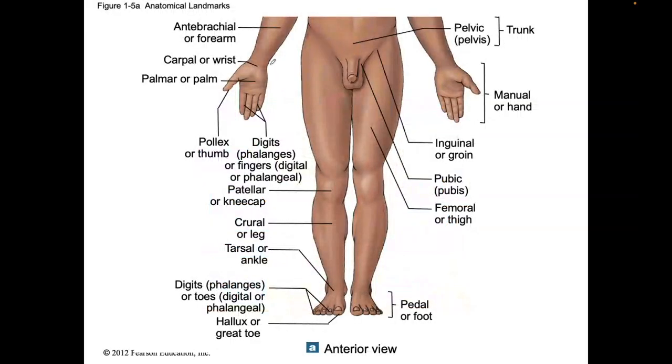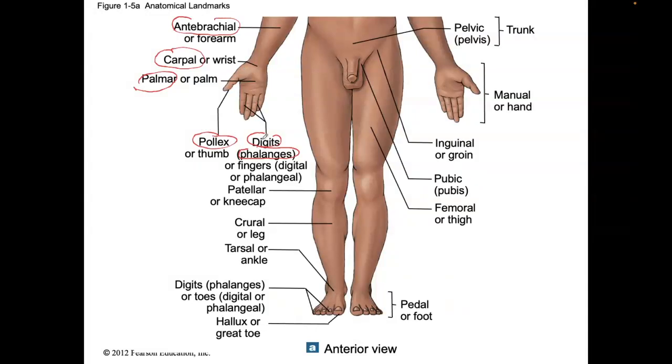All right, let's continue on with some other terms. The forearm is antebrachial. The wrist is called carpals. We've heard of people that have carpal tunnel syndrome. So I have a video on that on my YouTube channel where I discuss it briefly. The palm is called palmar. The fingers are digits or phalanges. But the thumb has a unique name called pollex.